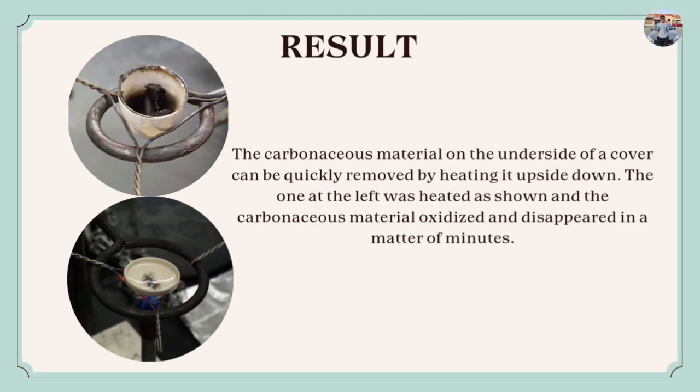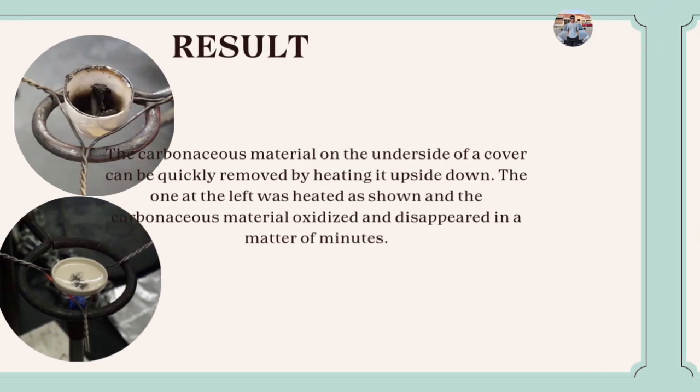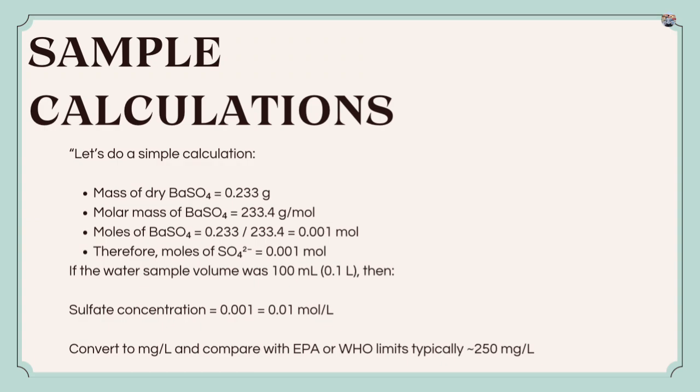Usually, barium sulfate doesn't stick to the cover, and this is very rare. And lastly, as you can see in the result, the carbonaceous material on the underside of a cover can be quickly removed by heating it upside down. The one at the bottom was heated as shown and the pure carbonaceous material oxidized and disappeared in a matter of minutes. And this is the result of the demonstration, according to LibreTexts 2025. This is a sample calculation.